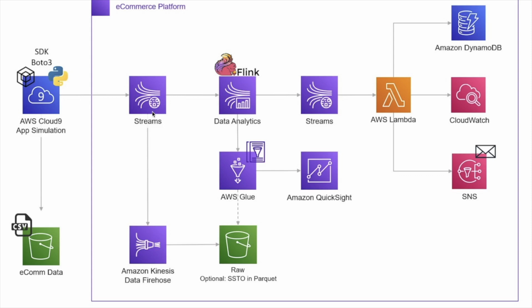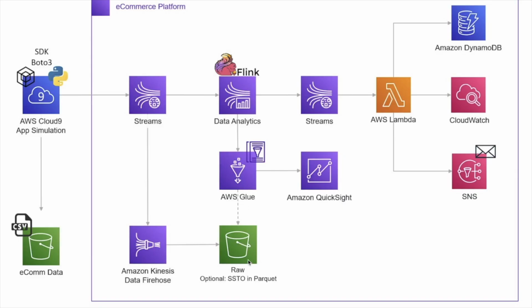The second pipeline is this: once we get the data into the stream, we can use Flink, that is Apache Flink, which is used for real-time data analytics. We can analyze this real-time data and pass it to AWS Glue. AWS Glue is a serverless ETL management tool. So if you want to make any transformation after you extract data from Flink and analyze it, you can store the transformed data onto an S3 bucket.